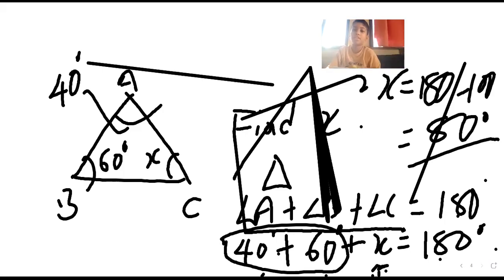It is a scalene triangle because all its angles are different. That is why it is a scalene triangle. If two angles were the same, then it would be an isosceles triangle, because when two angles are the same, the opposite sides are the same. When two sides of a triangle are the same, it is called isosceles, and when all three sides are equal, it is called an equilateral triangle.